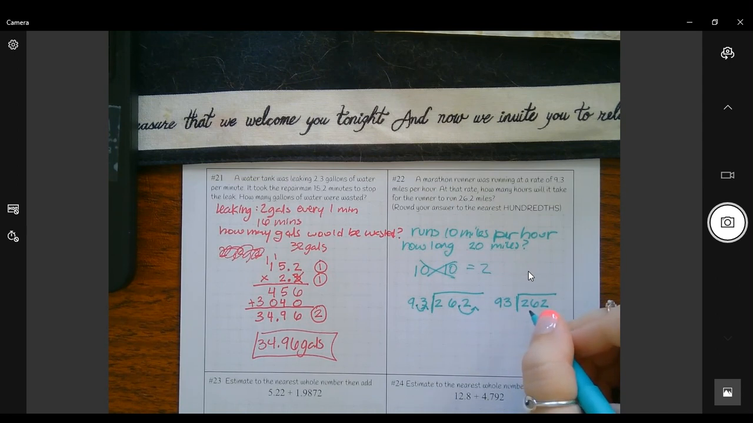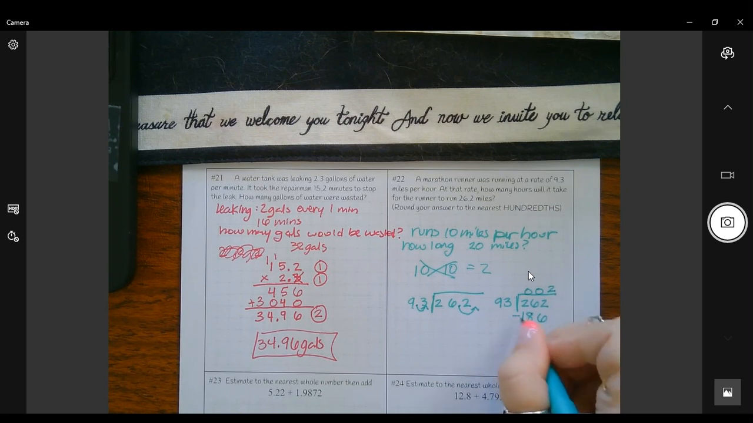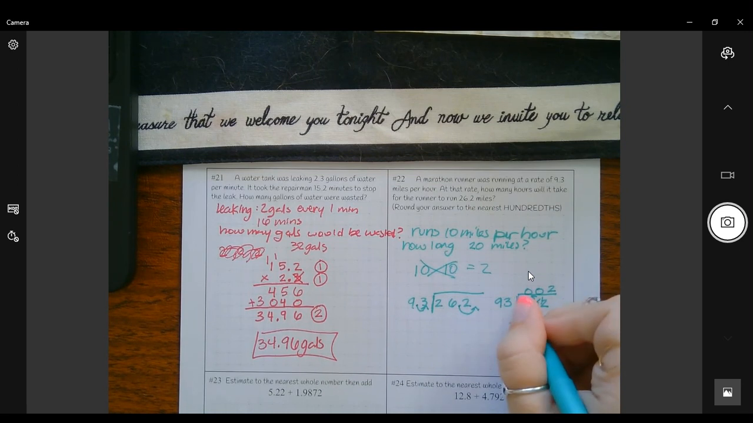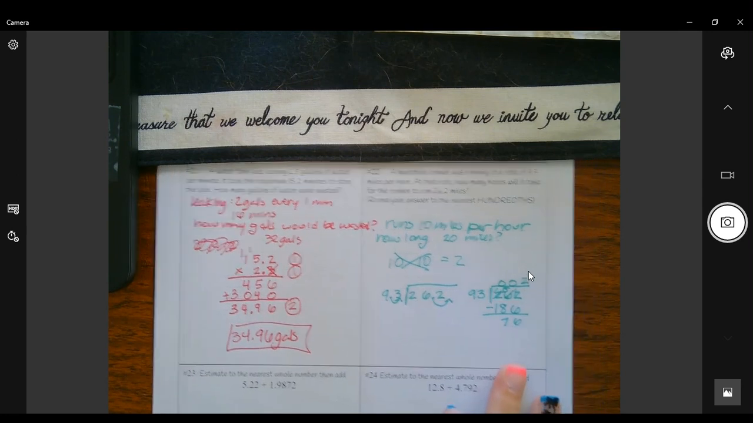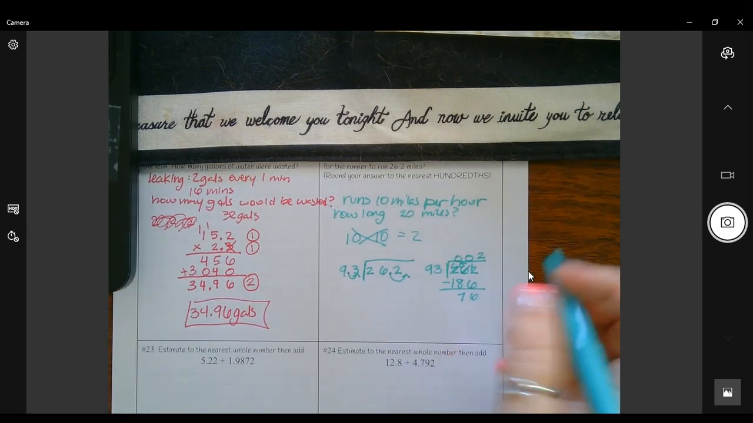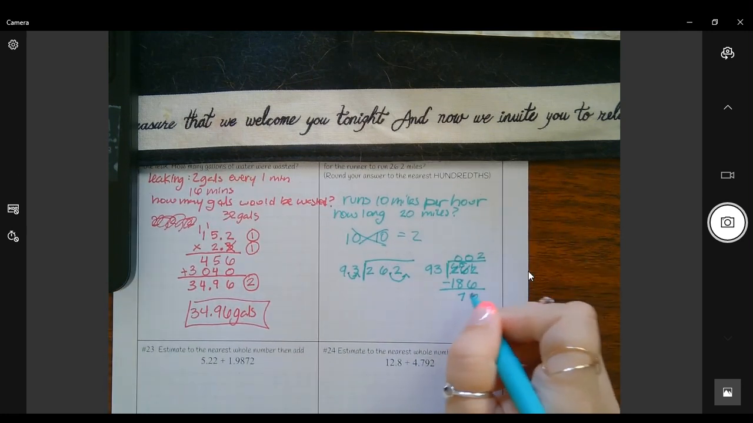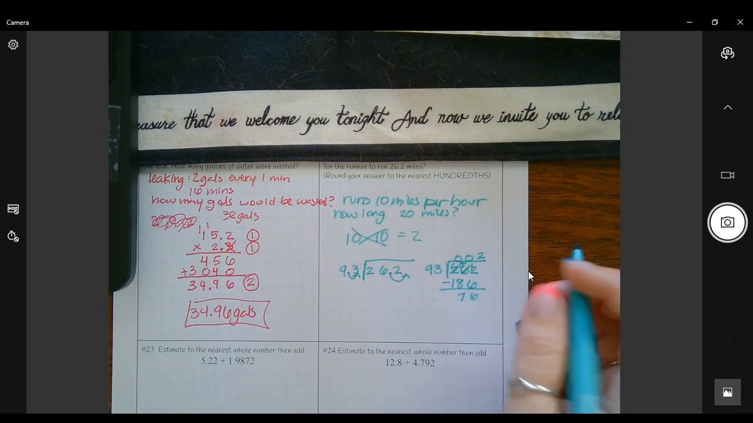Well, can 93 go into 2? Nope. Can 93 go into 26? Nope. But it can go into 262. How many times? Yep, twice. So that's 6 and 18. Subtract that. And remember, you can always pause the video and then unpause it and come back and check. Okay, you should have gotten 76 left over, and then there's nothing else to bring down.